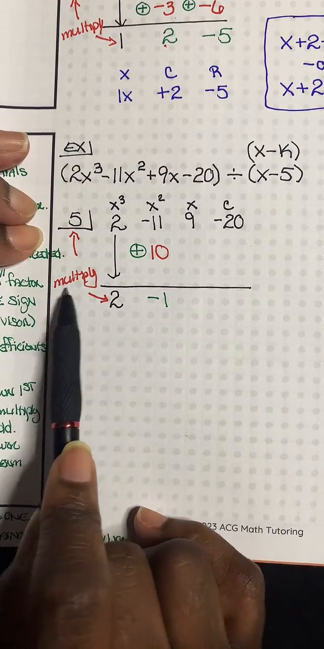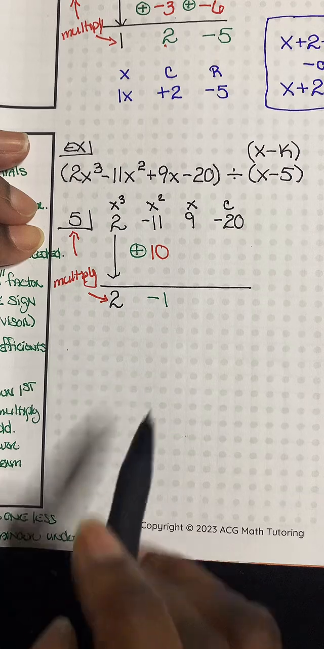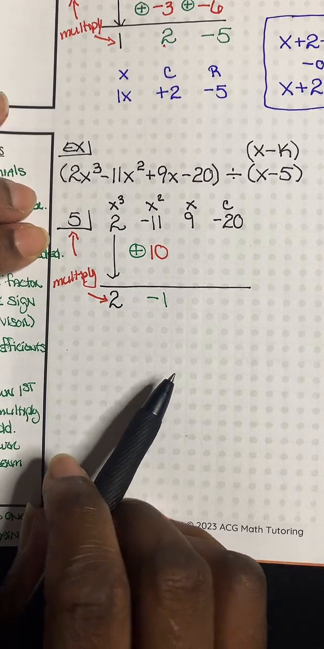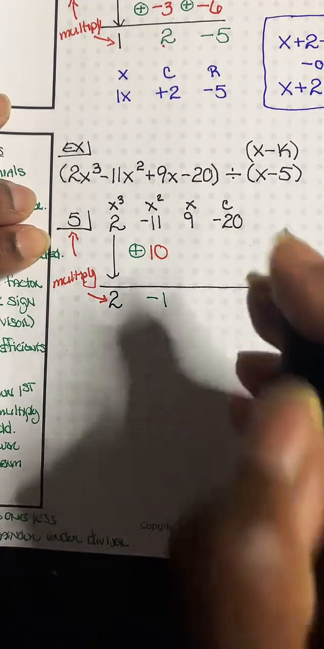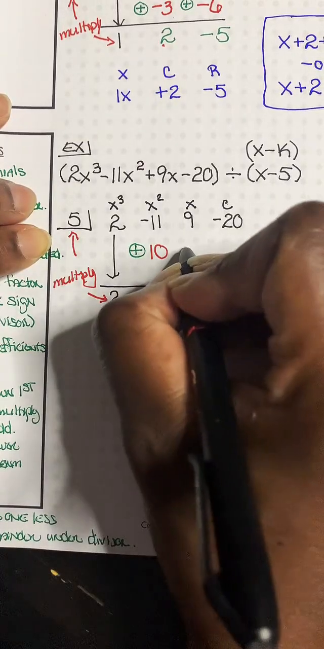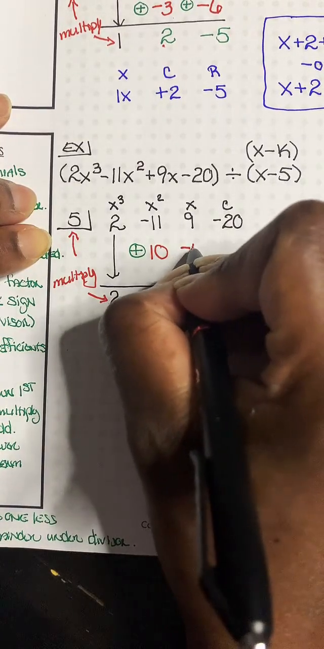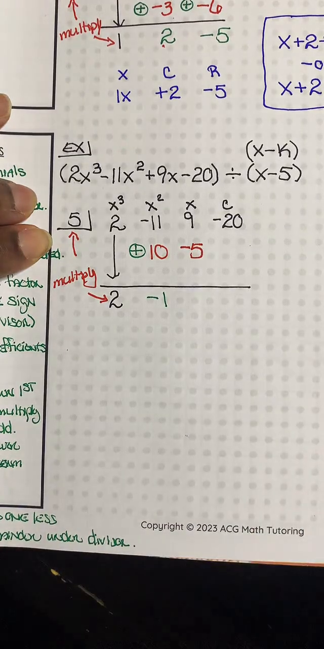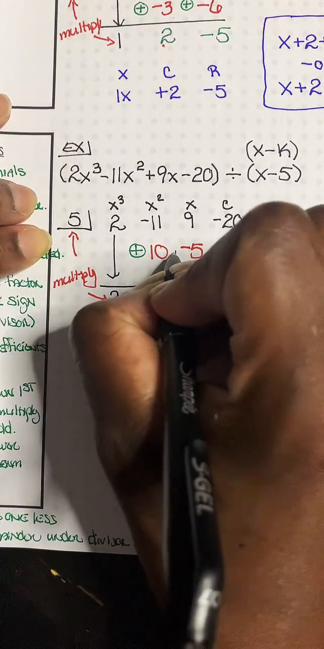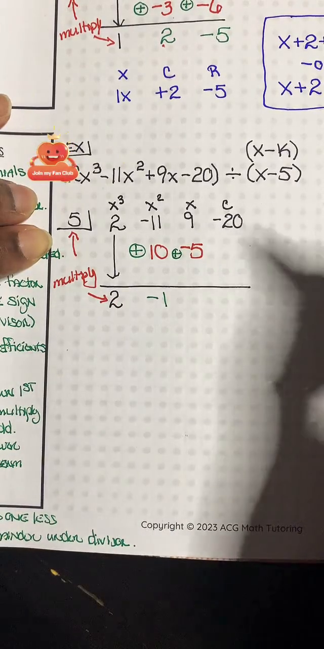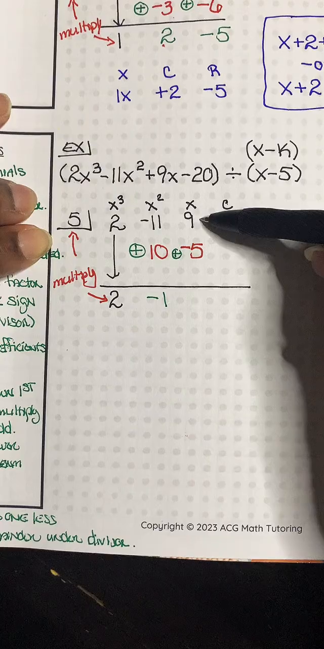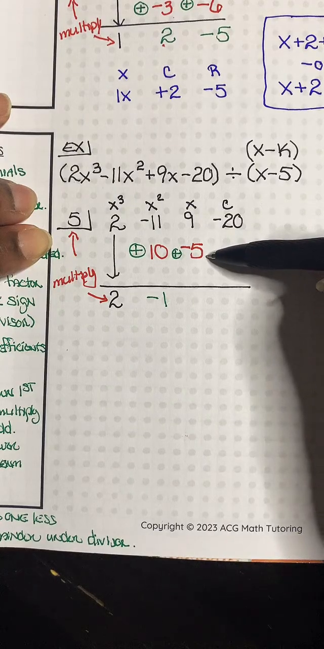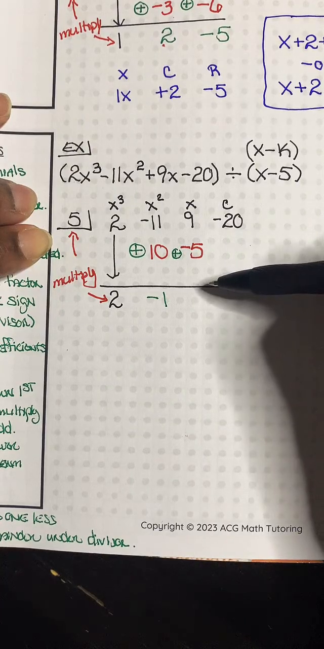Hence the word multiply. Good, negative 5s. Awesome. So we have our negative 5 answer goes underneath the next number. So now, we're going to add those two together. So now we have 9 plus negative 5 gives me, good.